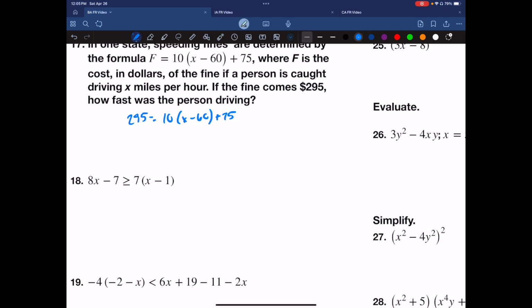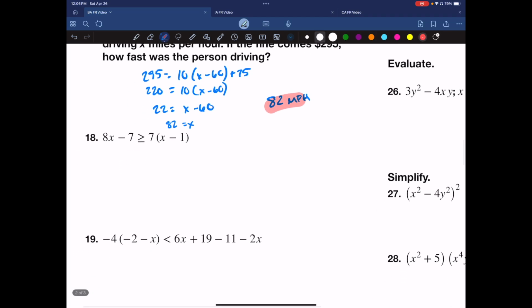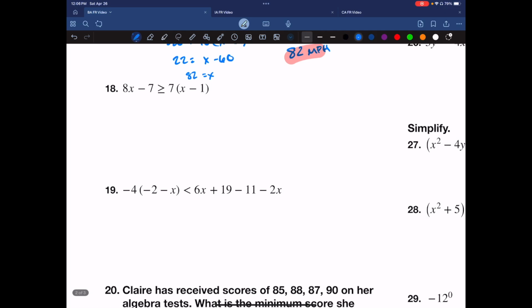And so when I subtract 75 from both sides, it's going to leave me with 220. And I know 10 goes into that, so it's going to be 22 equals x minus 60. And I'm going to add 60 to both sides, so that's going to be 82. How fast was it going? 82 miles per hour.